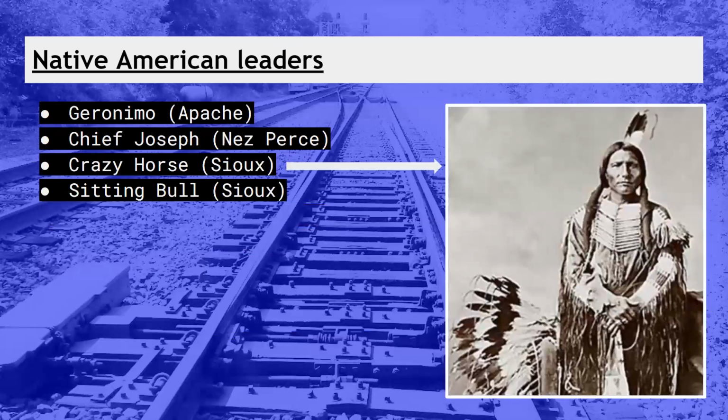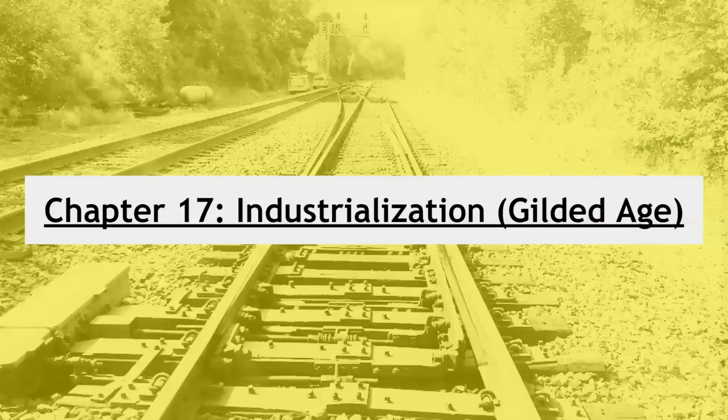Here are some Native American leaders that there were in this time. Geronimo was an Apache leader. Chief Joseph was a Nez Perce leader who tried to escape to Canada, but he went a weird way, kind of, and he got stuck, and he was super close to getting there, but he didn't get to escape. And then Crazy Horse and Sitting Bull, they were Sioux. Okay, so that was Western development.